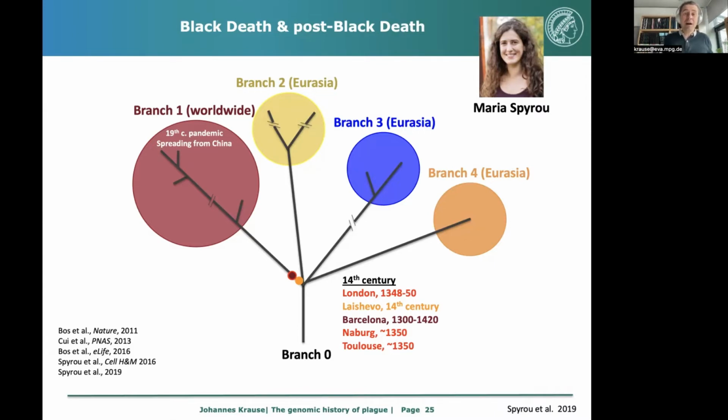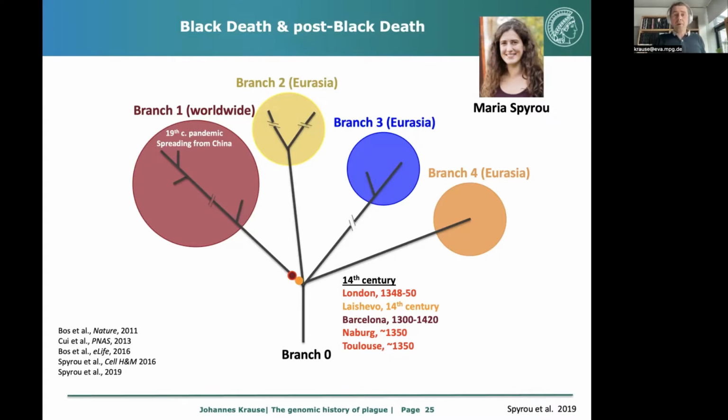So it's basically still around. So what you find today in the Grand Canyon, or in Madagascar, or in Kazakhstan in the steppes, is still the same thing as the Black Death. So it really hasn't changed, which was also one of the major results of that type of work.